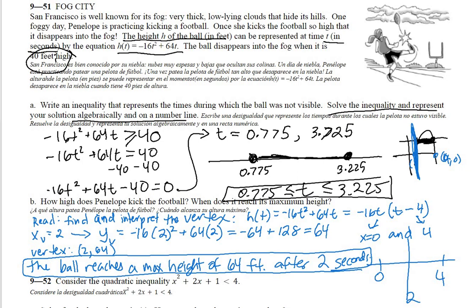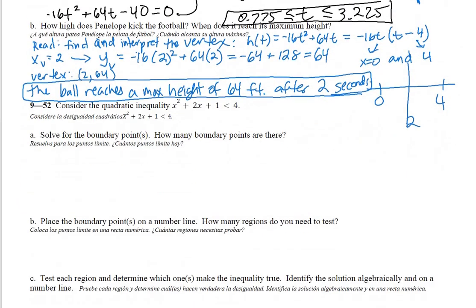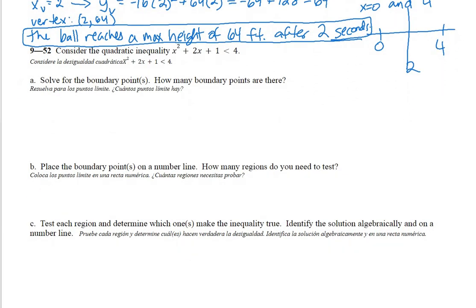Okay, we continue. 9-52. Consider the quadratic inequality x squared plus 2x plus 1 is less than 4. Solve for the boundary points. All right, we've had a little bit of practice with this. Let's go. X squared plus 2x plus 1, setting it equal to 4. I'll subtract 4 from both sides. Gets me x squared plus 2x minus 3 is equal to 0.